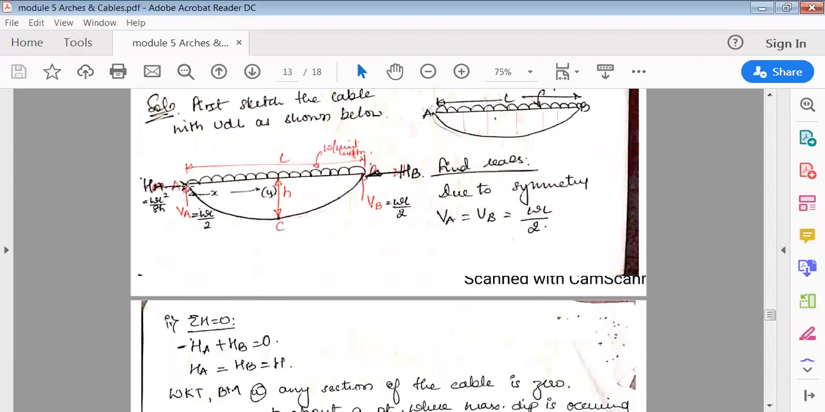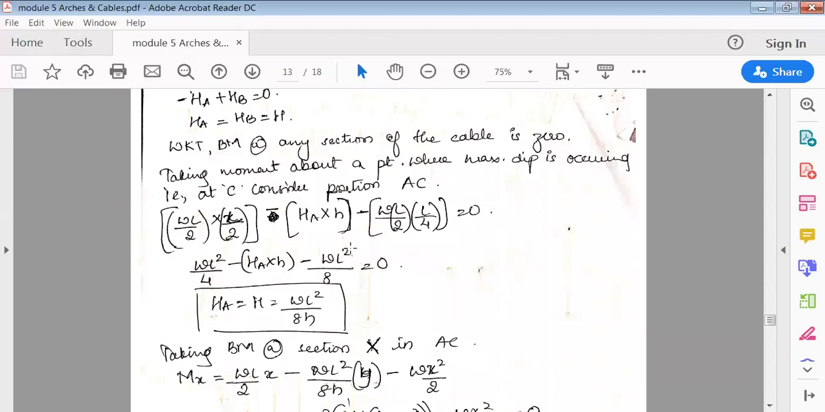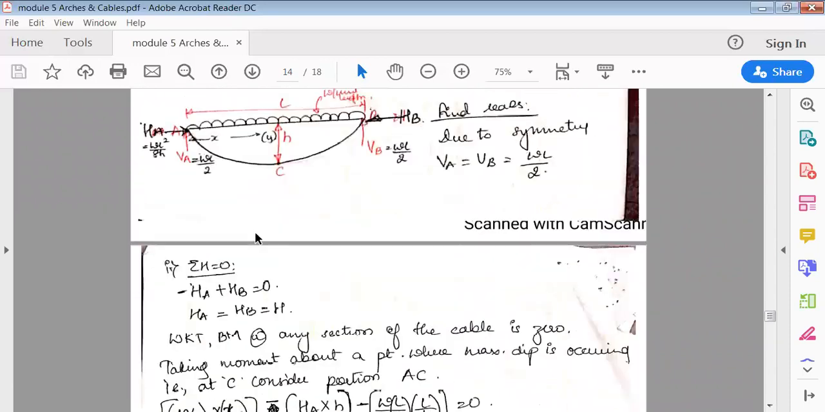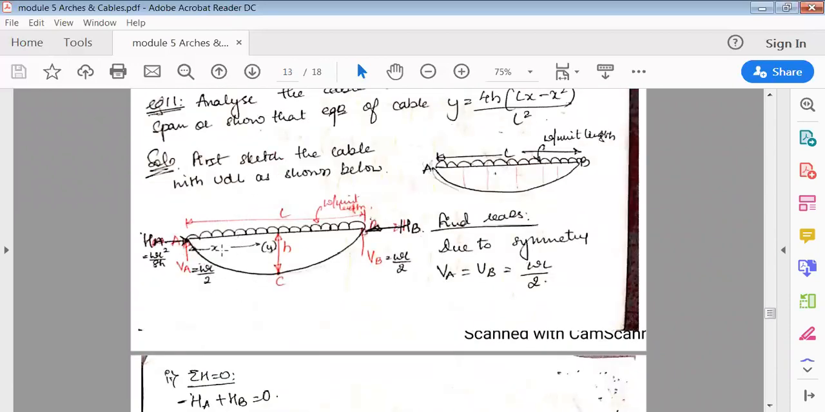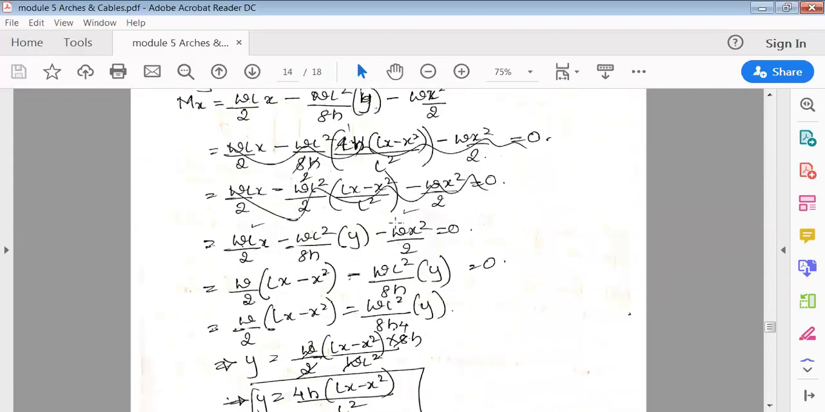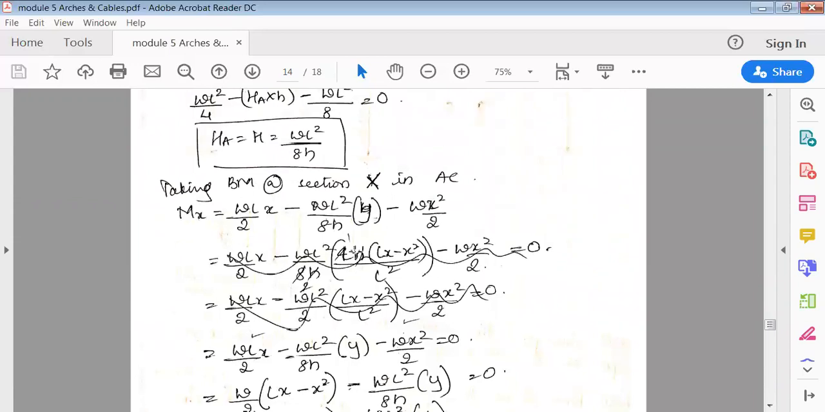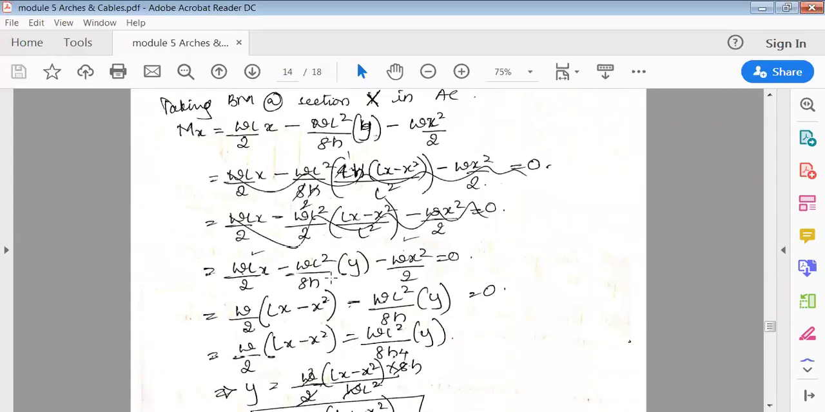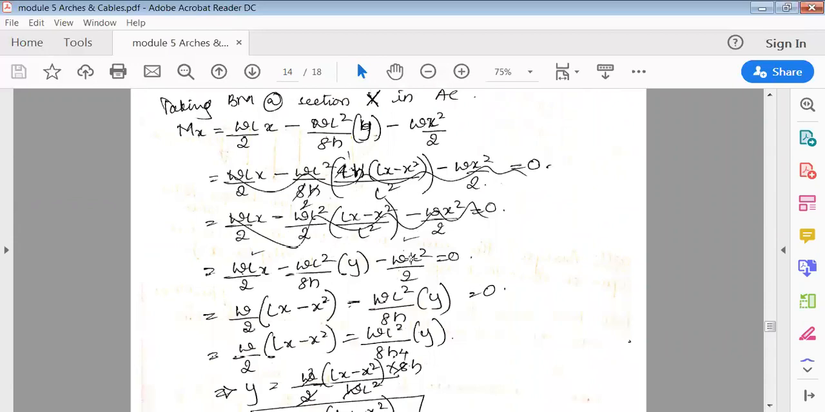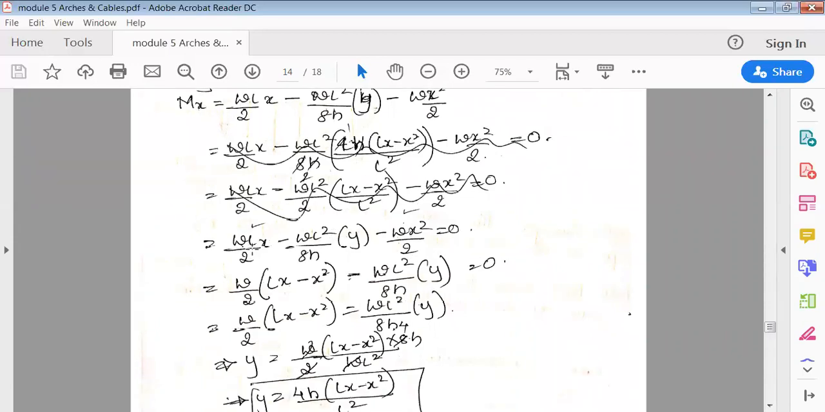Next, HA. Now see here, again it is traveling along the cable length, so it is HA into Y, then again this is going anti-clockwise. So it is now W into X by 2, so it is W X square by 2. So now when you solve this, go on solving this properly. Now in place of, see here, X, you have X, Y and X. So solve this.